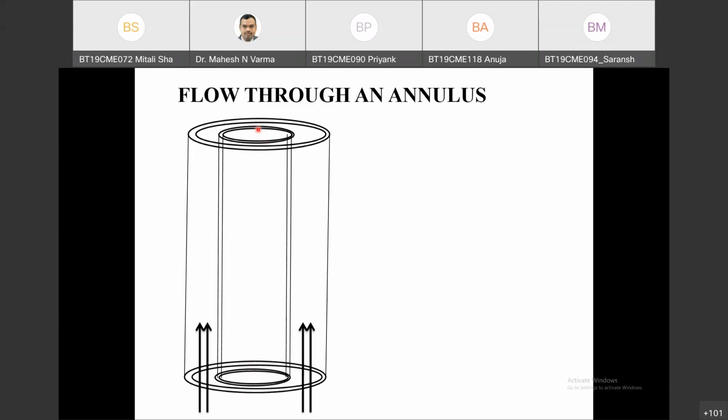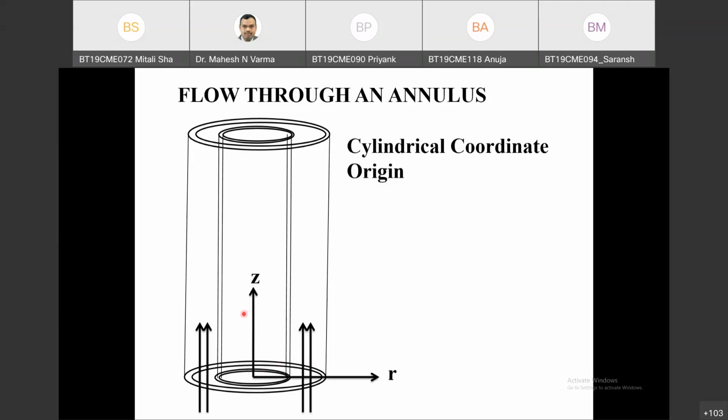Anuja: Yes, sir. Which will be better? The bottom one. Why? Because we have the flow in the upward direction. So my Z axis will be parallel to the direction of flow. I will be using a cylindrical coordinate system, and the origin of this cylindrical coordinate system will be here.